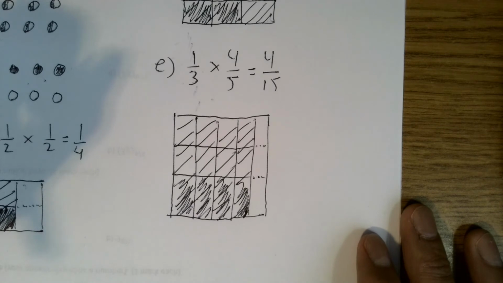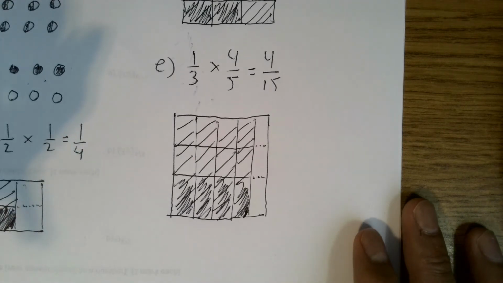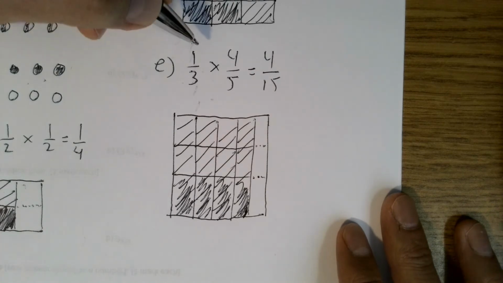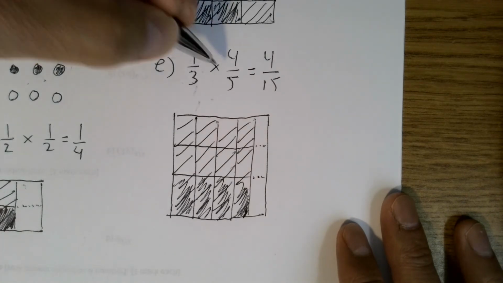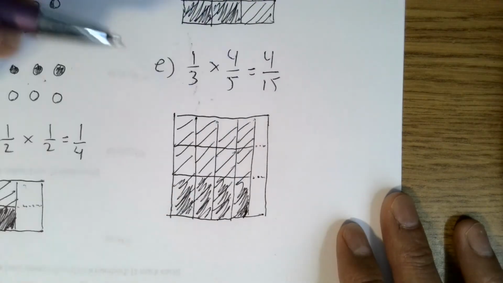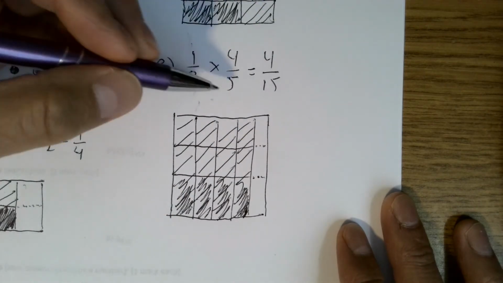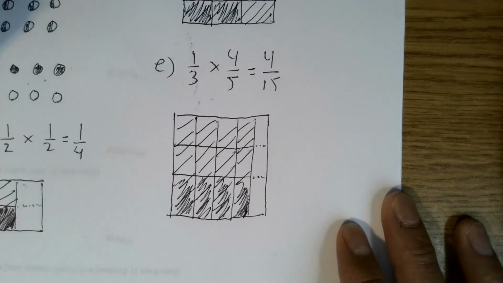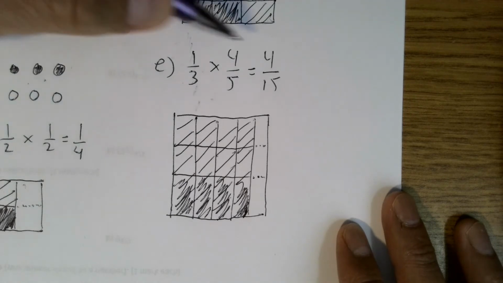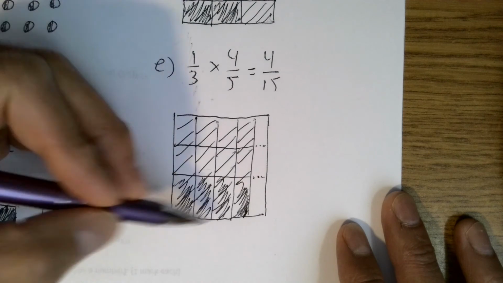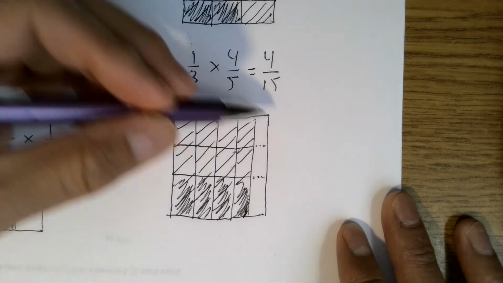Okay, and now you guys probably remember that in years past you were taught that to go 1/3 times 4/5, you go 1 times 4. That gives you this shaded area. And it's going to be over 3 times 5, which is the area of the whole thing. So that's where that comes from. That's why we go 1 times 4 is 4 and 3 times 5 is 15, because the 1 times 4 gives us this, the 3 times 5 gives us this.